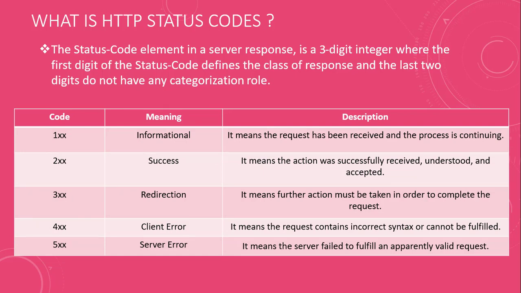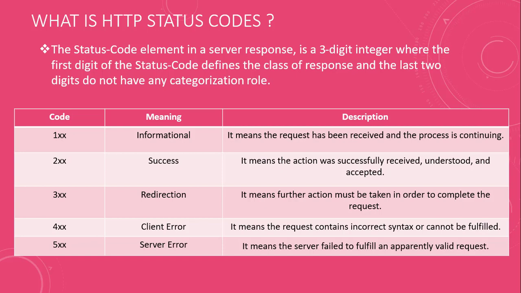Code 1XX. I told you before, it's a 3-digit number, so that's why I have mentioned XX here. That means starting with 1, and the XX means another 2-digit number. 1XX means informational. It means the request has been received and the process is continuing.